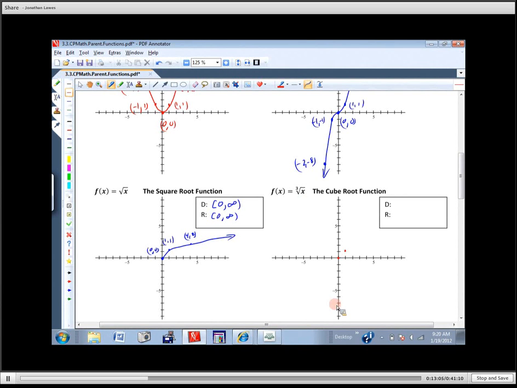Okay, question, don't say anything out loud, just think. After 1, what is the next most convenient point to plug in here to find the cube root? Don't say anything out loud.